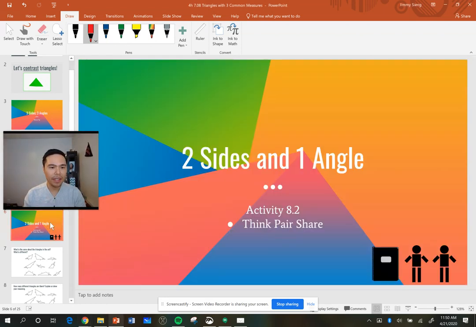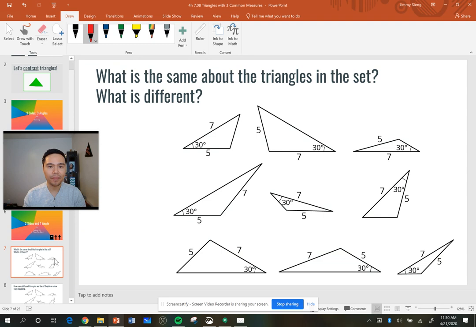All right, let's go to the next part. So we're going to look at two sides and one angle, okay? Again, all we're doing is looking at triangles and comparing them, okay? We're going to be able to see what the differences are and what makes them the same, okay? So go ahead and please pause this video. Look at these triangles over here. We've got to see what is the same about the triangles in the set and what is different. So go ahead and pause. Hopefully you paused. I don't think most of you did, but that's okay.